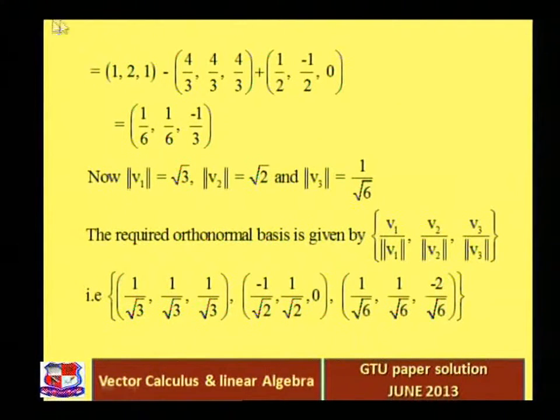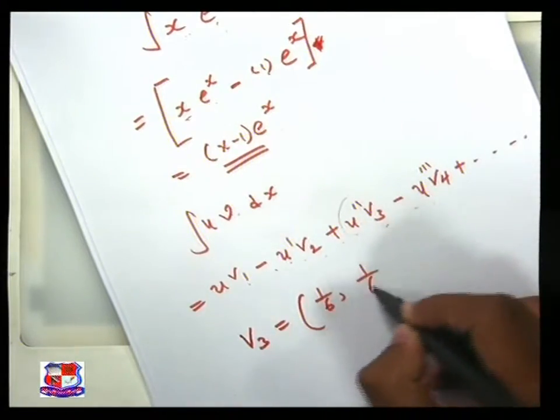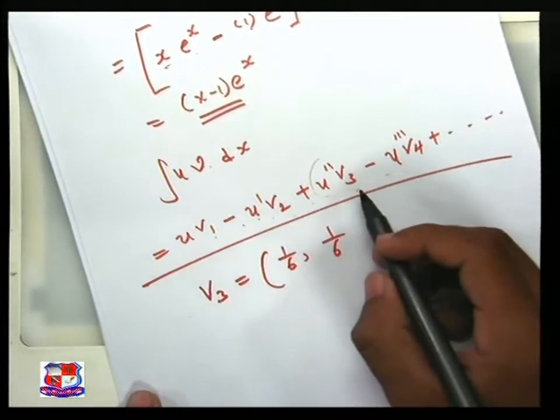Find the norms. v1 is 1 1 1, so norm v1 is under root 1 square plus 1 square plus 1 square, that is under root 3. v2 is minus 1 1 0, so norm v2 is under root of minus 1 square plus 1 square plus 0 square, that is under root 2. And norm v3 is 1 by root 6. How do we get this 1 by root 6? Just check. What is our v3? v3 is 1 by 6, 1 by 6, minus 1 by 3.